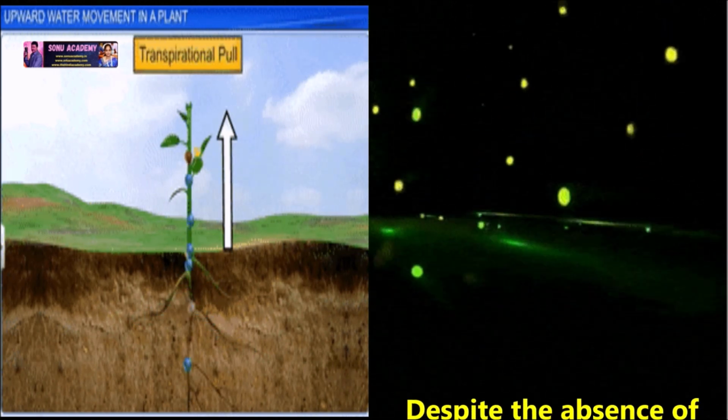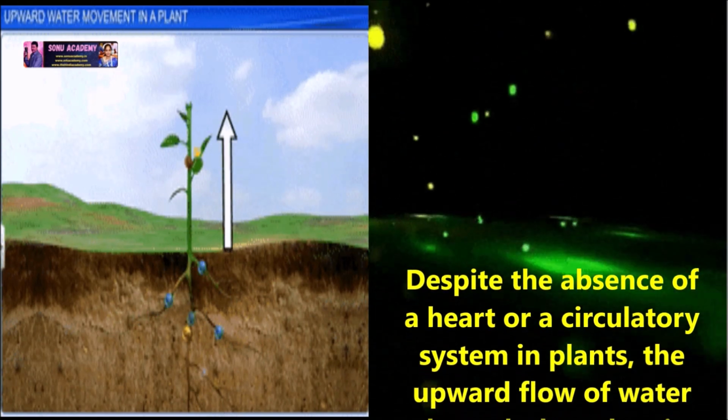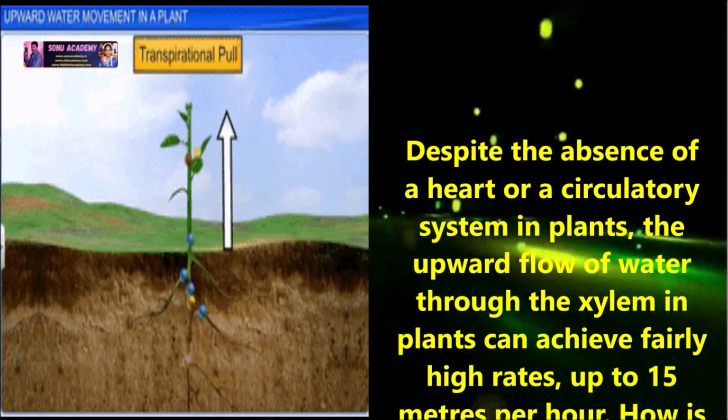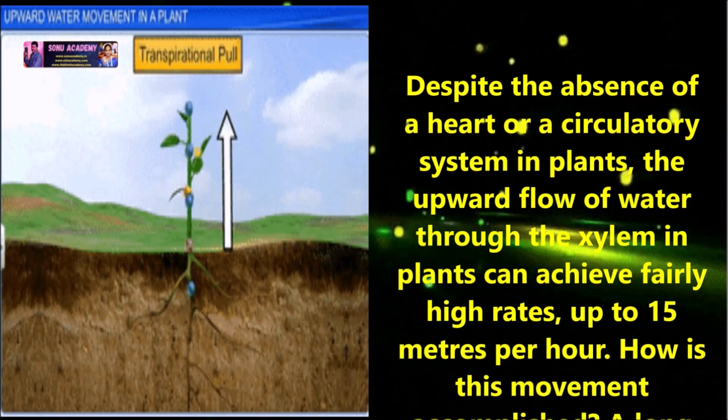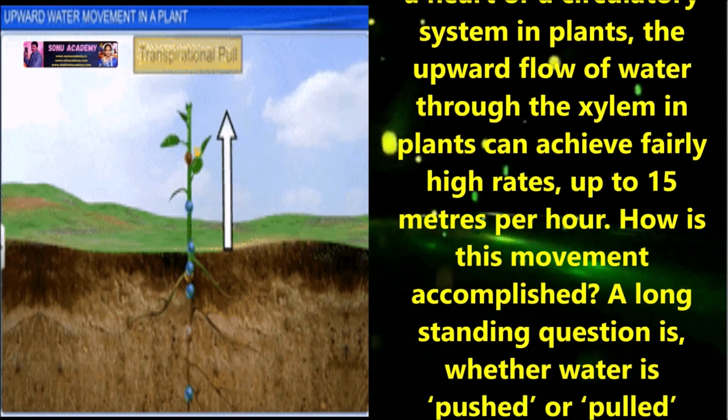Now let us see what is transpiration pull. Despite the absence of a heart or a circulatory system in plants, the upward flow of water through the xylem in plants can achieve fairly high rates, up to 15 meters per hour. How is this movement accomplished? You have a doubt.